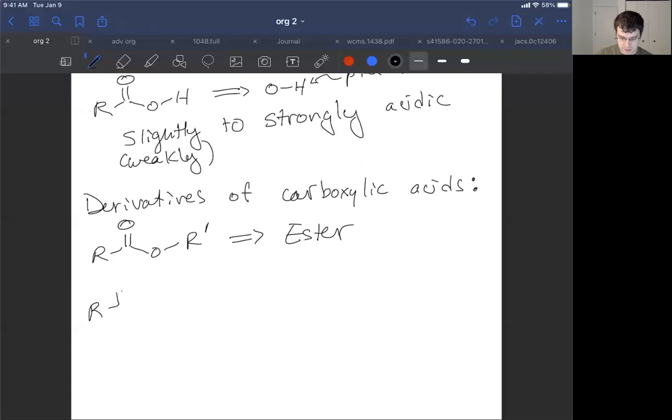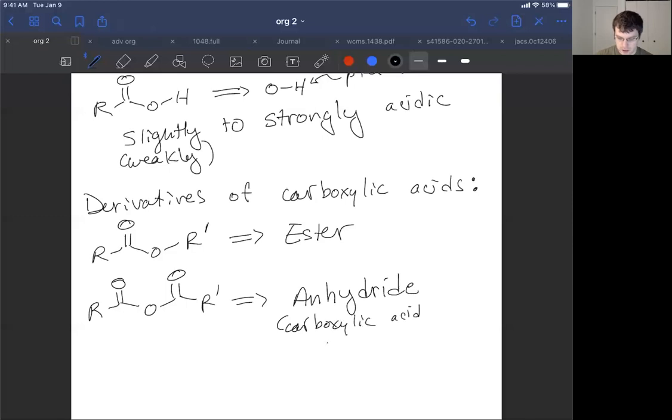We'll make those in lab 10. The next one is if we have, instead of an OR, an O to a carbonyl, which then goes to another R group. That R group could be the same or different. This is an anhydride, or a carboxylic acid anhydride. But for the most part, people call these anhydrides.